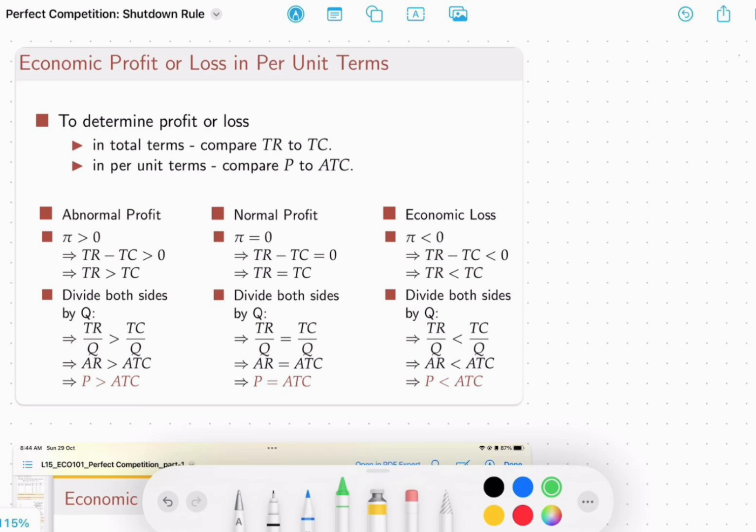Why is this important? Because when you do graphical analysis, you don't deal with the total curves, you deal with the curves related to average concepts. All right, so let's see what we have here. Remember I said, in total terms, profit occurs when there is a maximum difference between total revenue and total cost, right? So basically, when I'm saying positive profit, it means total revenue minus total cost is more than zero.